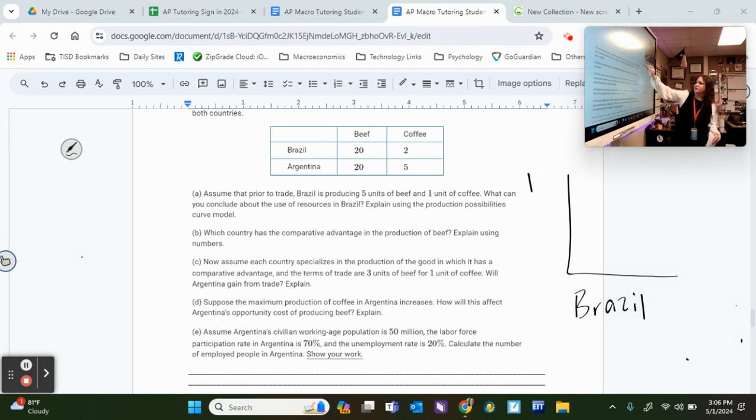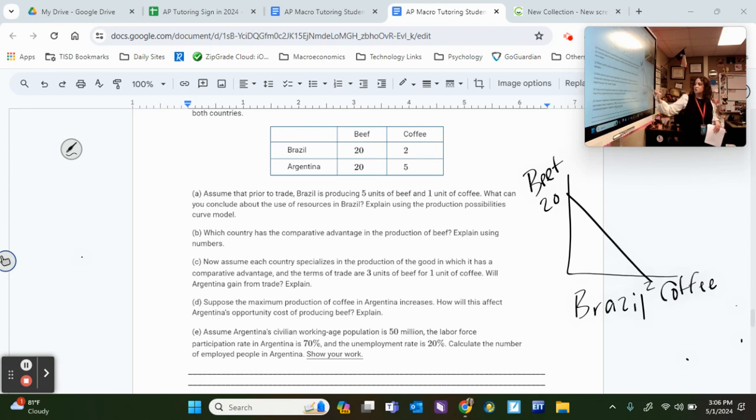Let's put beef over here. It doesn't matter. And coffee over here. It says constant opportunity costs in the directions, which you can't see anymore, but they're there. And 20 beefs and 2 coffees is what they can produce. And at constant opportunity cost, that means the slope is the same throughout.